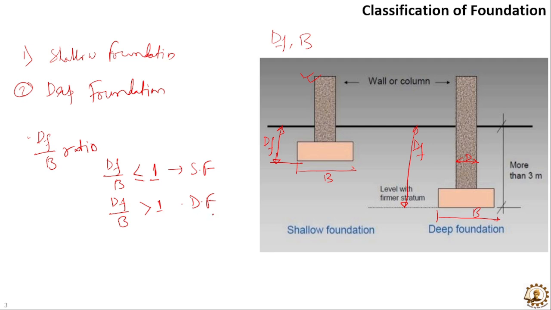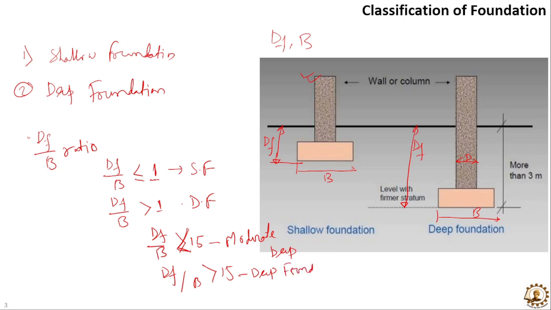Further, we can classify deep foundations in such a way that if Df by B is less than 15, then we can call it a moderately deep foundation, and if the Df by B ratio is greater than 15, then we can call it a deep foundation or very deep foundation. So the basic criteria is, if the Df by B ratio is less than or equal to 1, we call it a shallow foundation, and if the Df by B ratio is greater than 1, we call it a deep foundation.